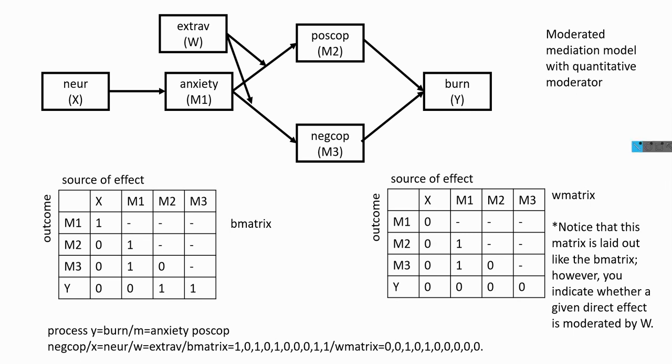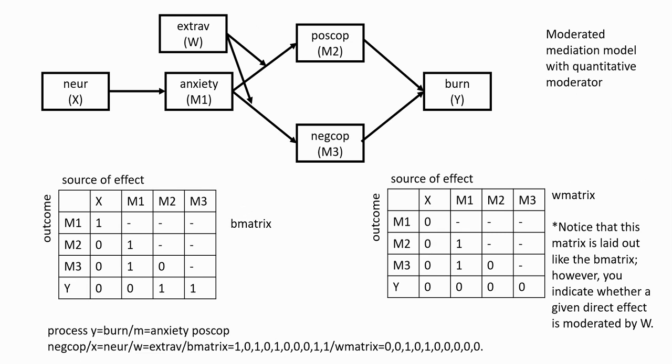Okay, so now we're going to move to a moderated mediation model, and we're going to be treating extroversion as a quantitative moderator variable. So you'll notice that a lot of the syntax that we have is exactly the same as before, but there's a couple of tweaks in this case. Now, you'll notice that right here we're going to be adding in a W variable. So I have W equals, and then this is the extroversion variable that you see up here in this model. And you'll also see that we're adding in a W matrix statement followed by values of 0 and 1.